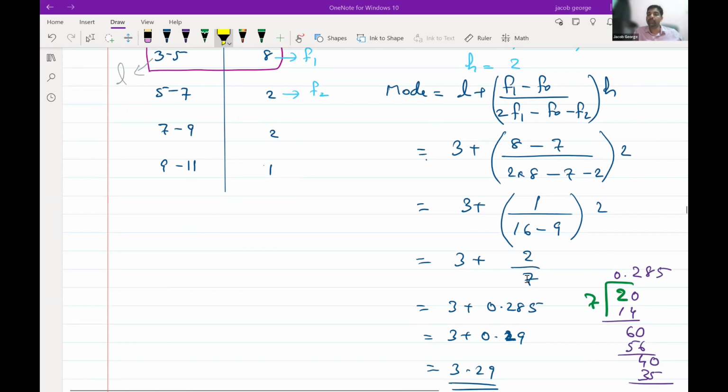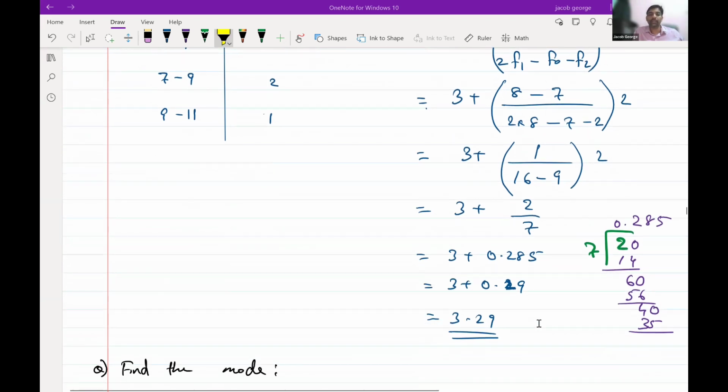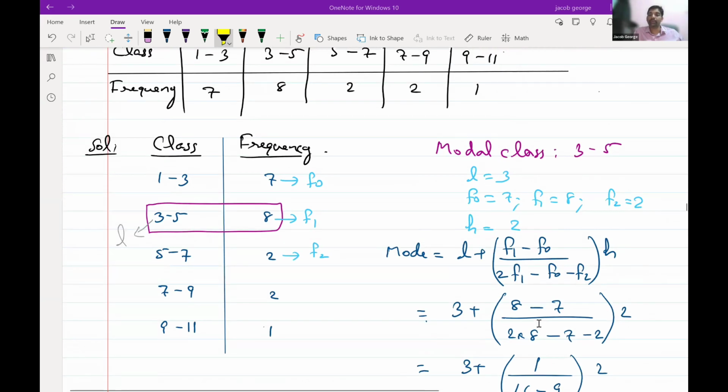When you calculate this, 2 by 7, that part we can calculate first, and then we can add it to L. L is the lower limit of the modal class. Here the modal class is 3 to 5. Its lower limit is 3. I have marked it in the table. L is 3.